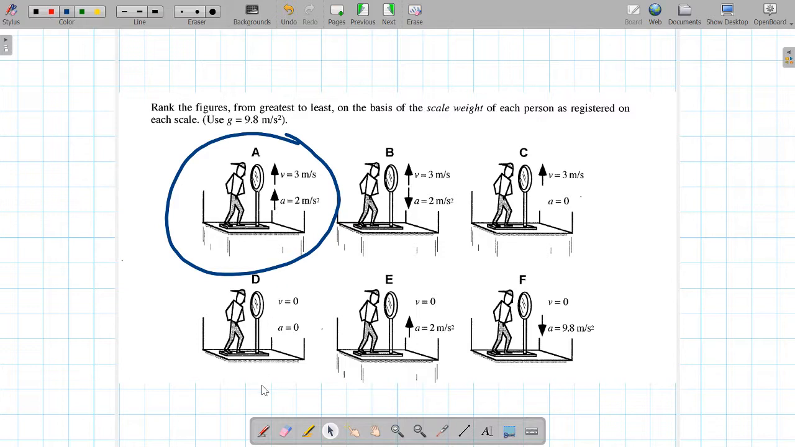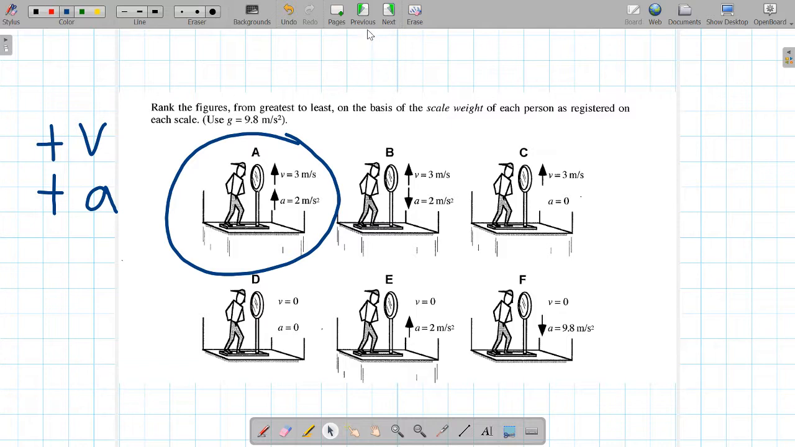Okay, if y'all remember, anytime the sign of our velocity matches the sign of our acceleration, that means the object is speeding up. Okay, so positive velocity, positive acceleration, same signs, that means we're speeding up. So in this case, we're speeding up in the positive direction.